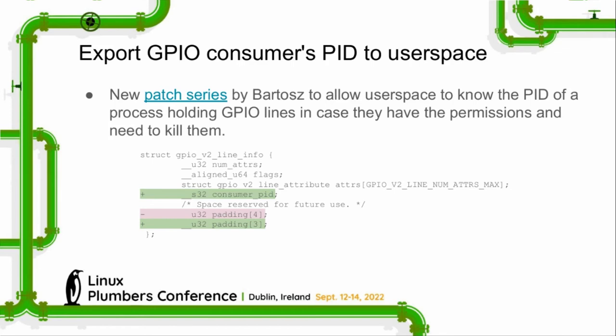I'm wondering, can you use fuser for that? Fuser allows you to find out which process is using which files, a specific file. That is fine, but it will only allow you to see that the process keeps a reference to this anonymous inode, but you cannot inspect the internals of it. That means you cannot see that this process holds this specific line. You can see it holds some GPIO lines, but not a specific GPIO line.